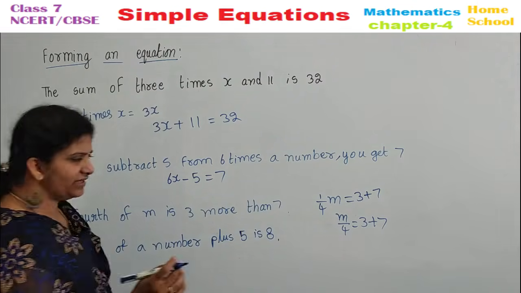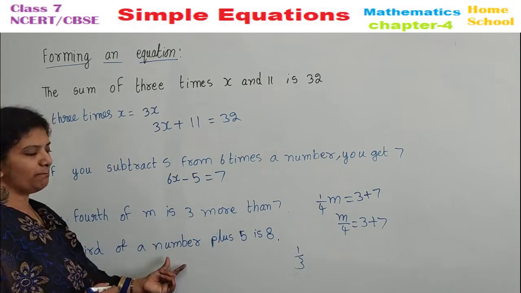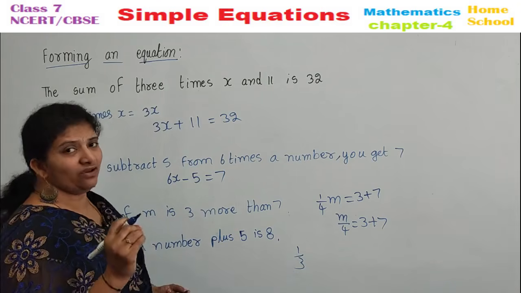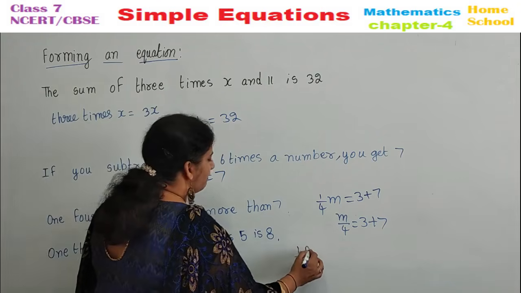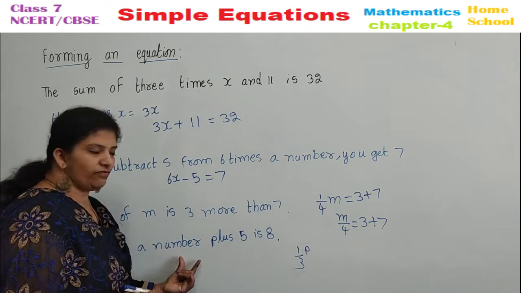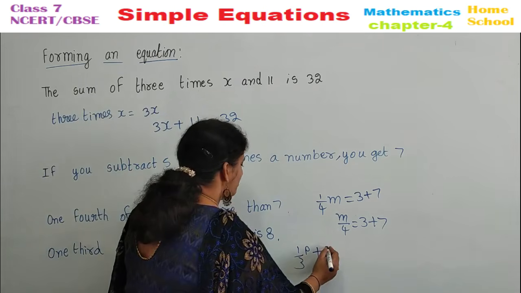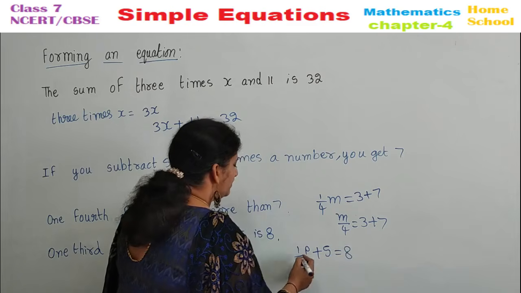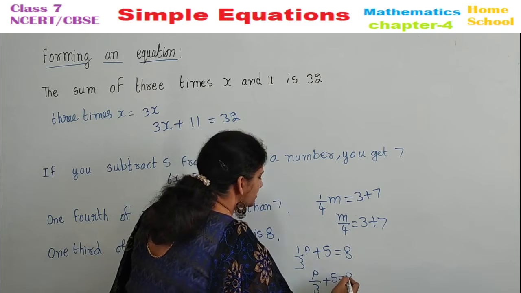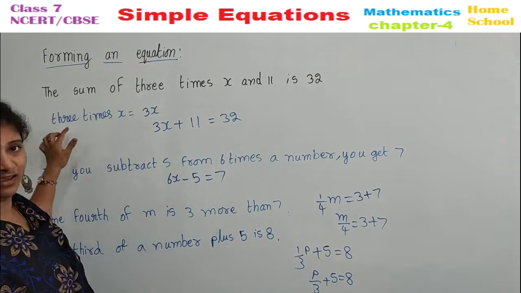Last one in this. 1/3 means 1/3. 1/3 of a number. What is a number? Any number you take, children. Number means here you take a variable. 1/3 of p I will take. Variable I have taken here p. 1/3 of a number plus 5. Plus means plus 5 is 8. You can rewrite this as p/3 plus 5 is equal to 8. Right? Once again look here carefully.